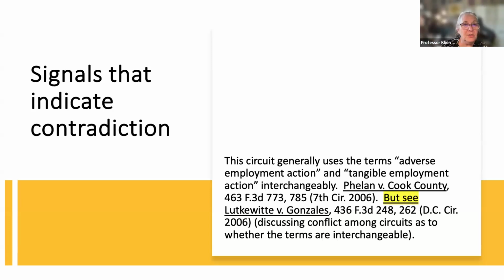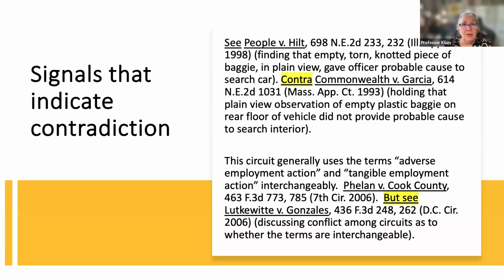So here we have this circuit generally uses the term adverse employment action and tangible employment action interchangeably. And you have the case Phelan that supports that. Then you have but C, and it's talking about a different circuit that says, discussing conflict among circuits as to whether the terms are interchangeable. So it lets the reader know that generally this circuit may not actually be all of that circuit and that other circuits disagree.